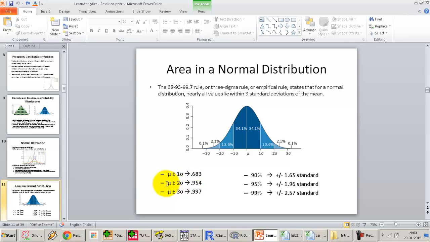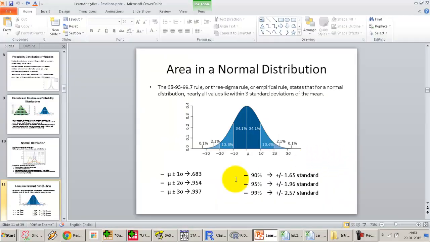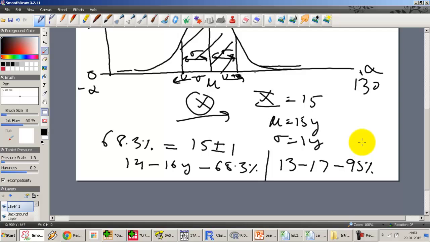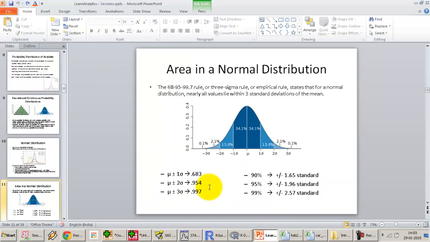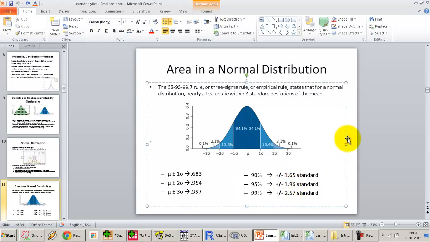And if I look at the second deviation from the mean, which is mu plus minus 2 standard deviations, that tells me that ages 13 to 17 are going to account for 95% of all the observations, and again plus minus 3 standard deviations, which is 12 to 18, is going to account for roughly 99.7% of all students of that particular sample. Now if I want to look at exactly 90, 95 and 99, I look at 1.65 standard deviations, 1.96 standard deviations and 2.57 standard deviations.